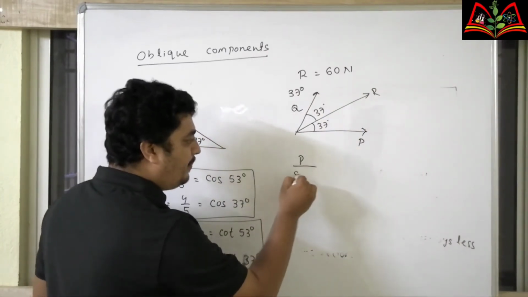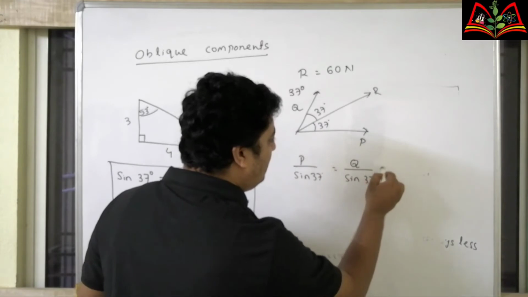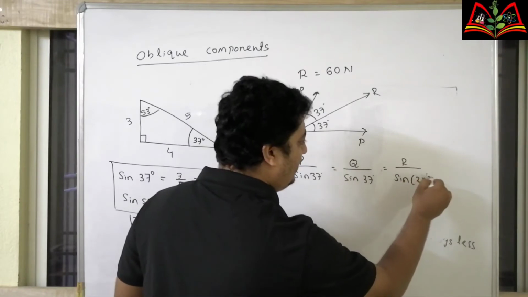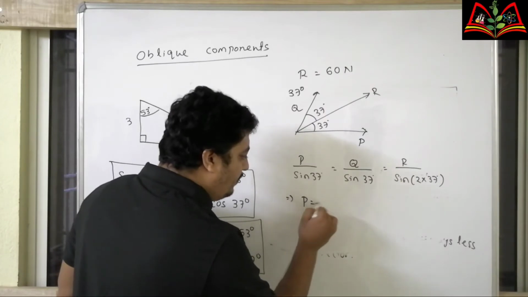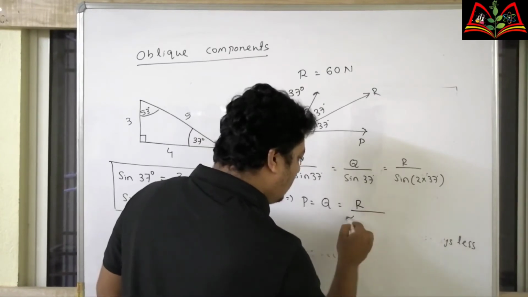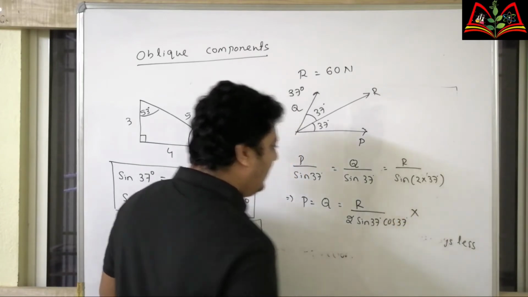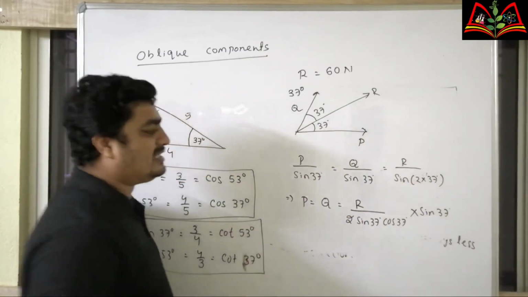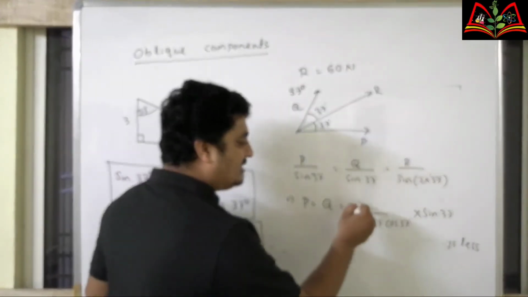Now we can write P by sine 37 equals Q by sine 37 equals R by sine 37 plus 37, that is equal to sine 2 into 37 degree. Now P equals Q equals R by, we can put 2 sine 37 degree into cos 37 degree, multiplying each term with sine 37. Now the value of R is 60, so we can put 60 here.